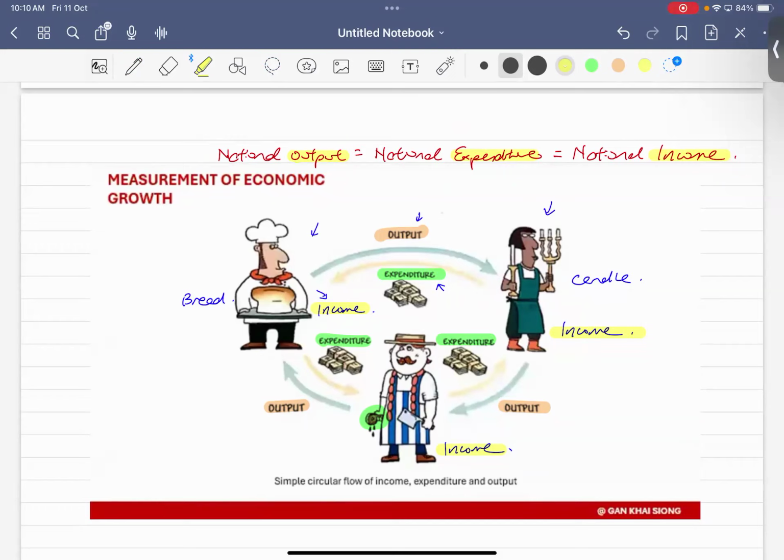And that leads us to the three methods for us to measure GDP. We have the output approach, the expenditure approach, and the income approach. That's how it begins.